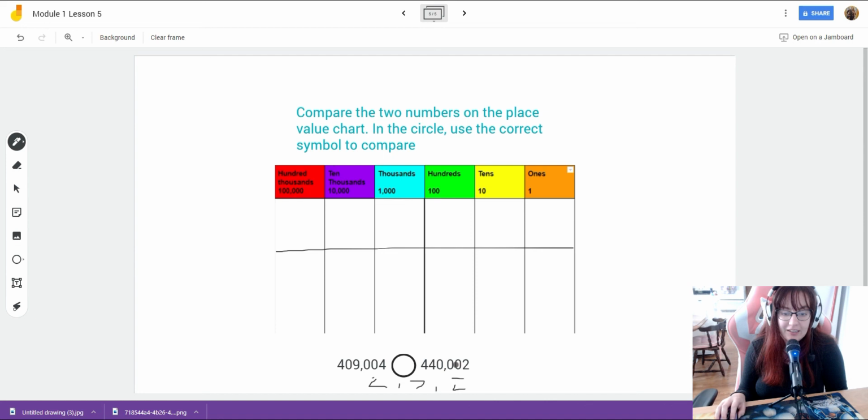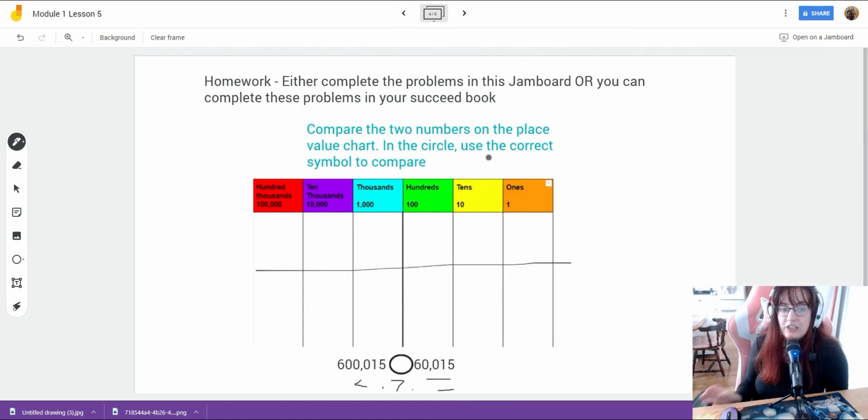You're just going to write these two numbers on the charts and then compare them using the correct symbol in the circle. Remember, you can either do this on the Jamboard or in your Succeed book. It does not matter which one you do it in, as long as you somehow show me your work.